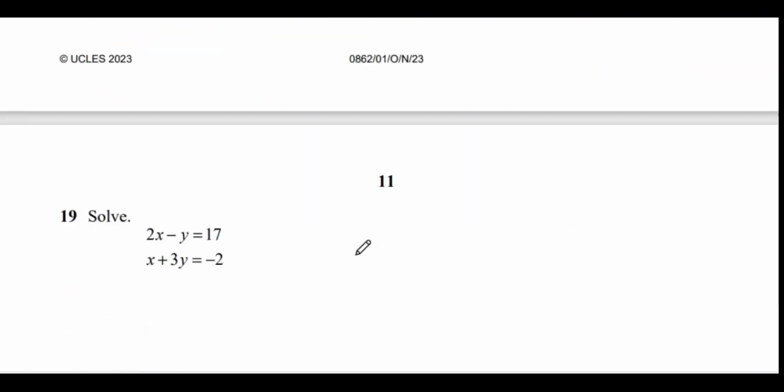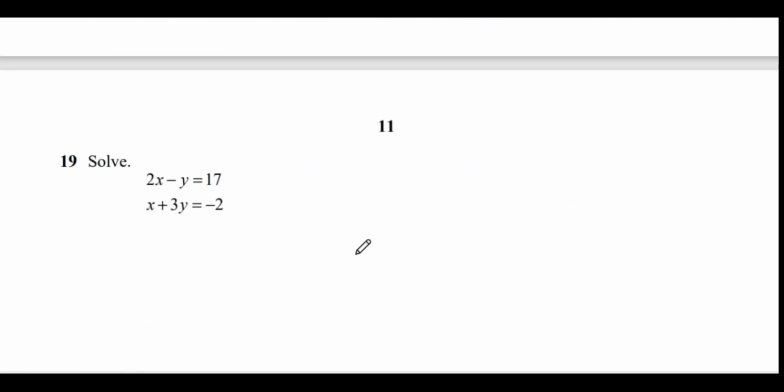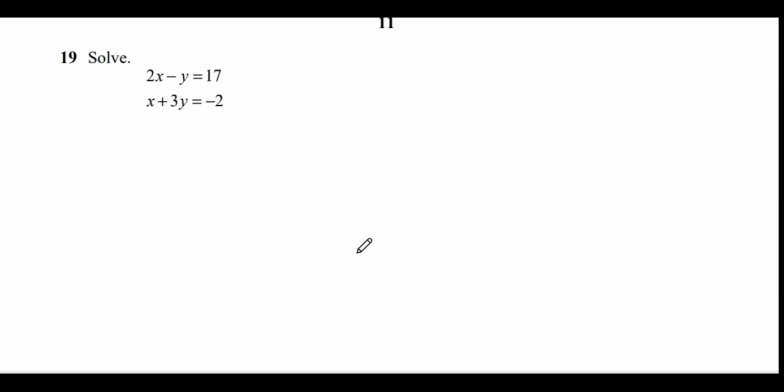Moving on to the next one, which is simultaneous equations. We are asked to solve, and of course you'll be required to show your working. Using the simplest method, which is the elimination method, I multiply this by 1 and this by 2, because I want to eliminate x. The coefficient of x here is 2, so I multiply the whole equation by 2, and the coefficient of x here is 1, so I multiply the whole equation by 1. Doing that, I'm going to have 2x minus y equals 17, then 2x plus 6y equals minus 4.